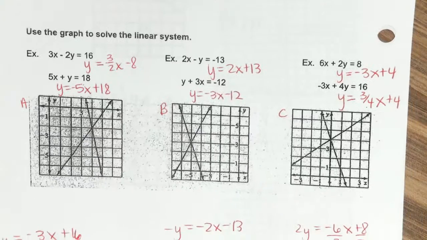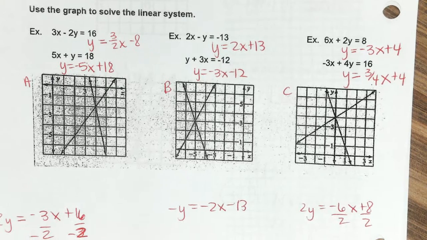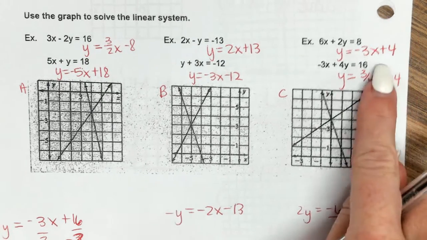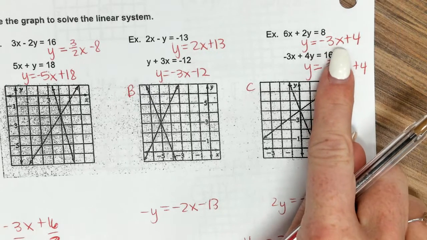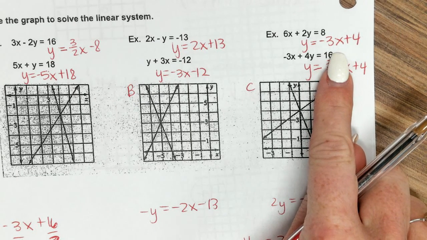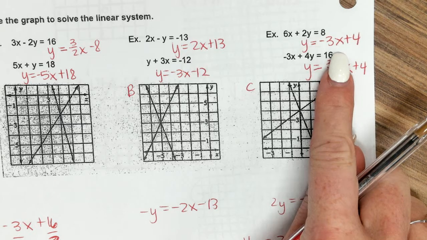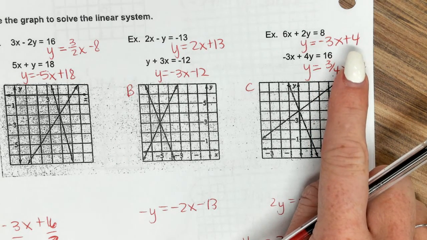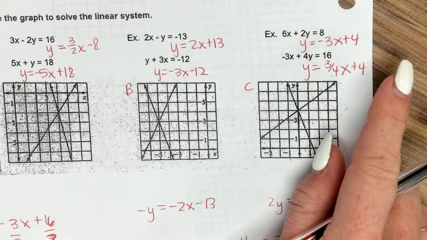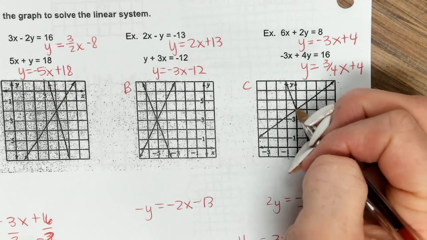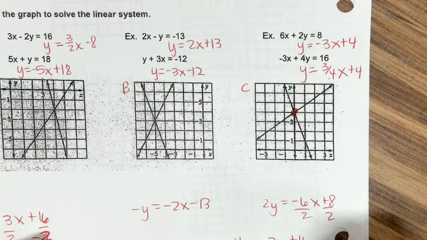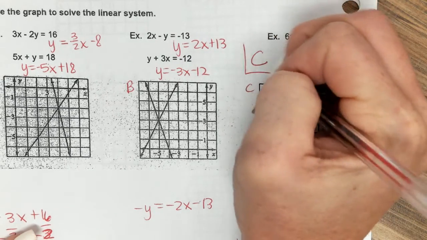Okay, so check to make sure that you rearranged your equations correctly. I can see the answer to this one right away. And can anybody tell me why? They both have a y-intercept of positive 4, which means they're going to meet at that spot. Does that make sense? So if you look at C, they are both touching the y-axis at 4. So that has to be C.